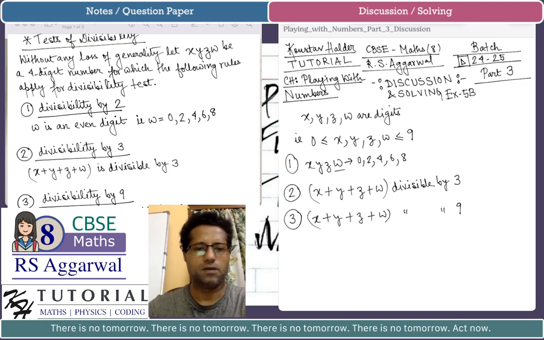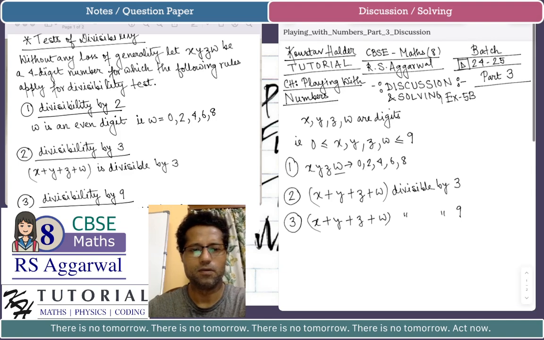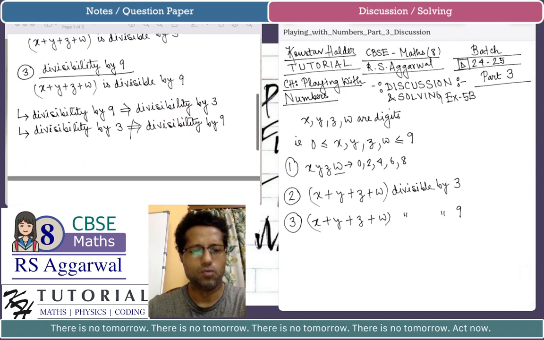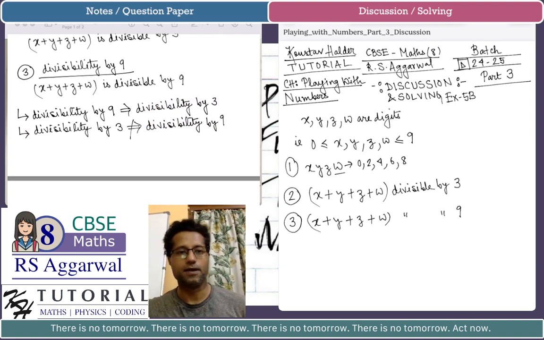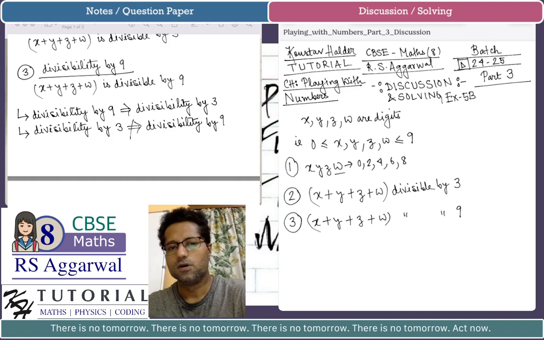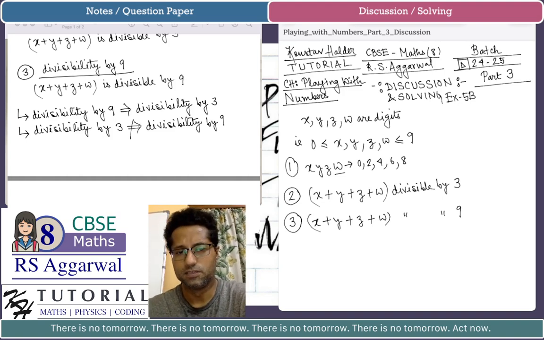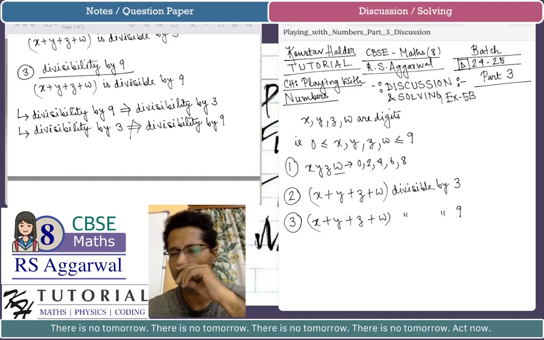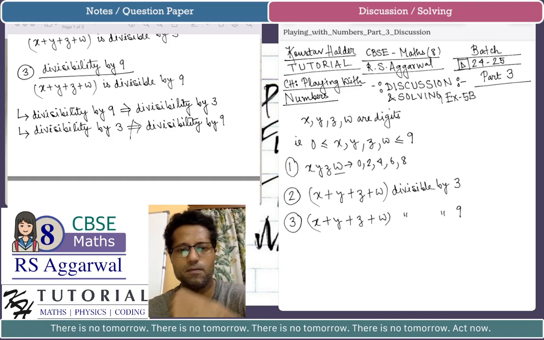Now, is divisible by 9. Okay. Now, one thing to note regarding the divisibility by 3 and 9 is that if you see any number divisible by 3, it will not mean that it is divisible by 9 as well. But if a number is divisible by 9, it will obviously also mean that it is also divisible by 3 because 9 is nothing but 3 into 3. So this thing you must keep in mind.